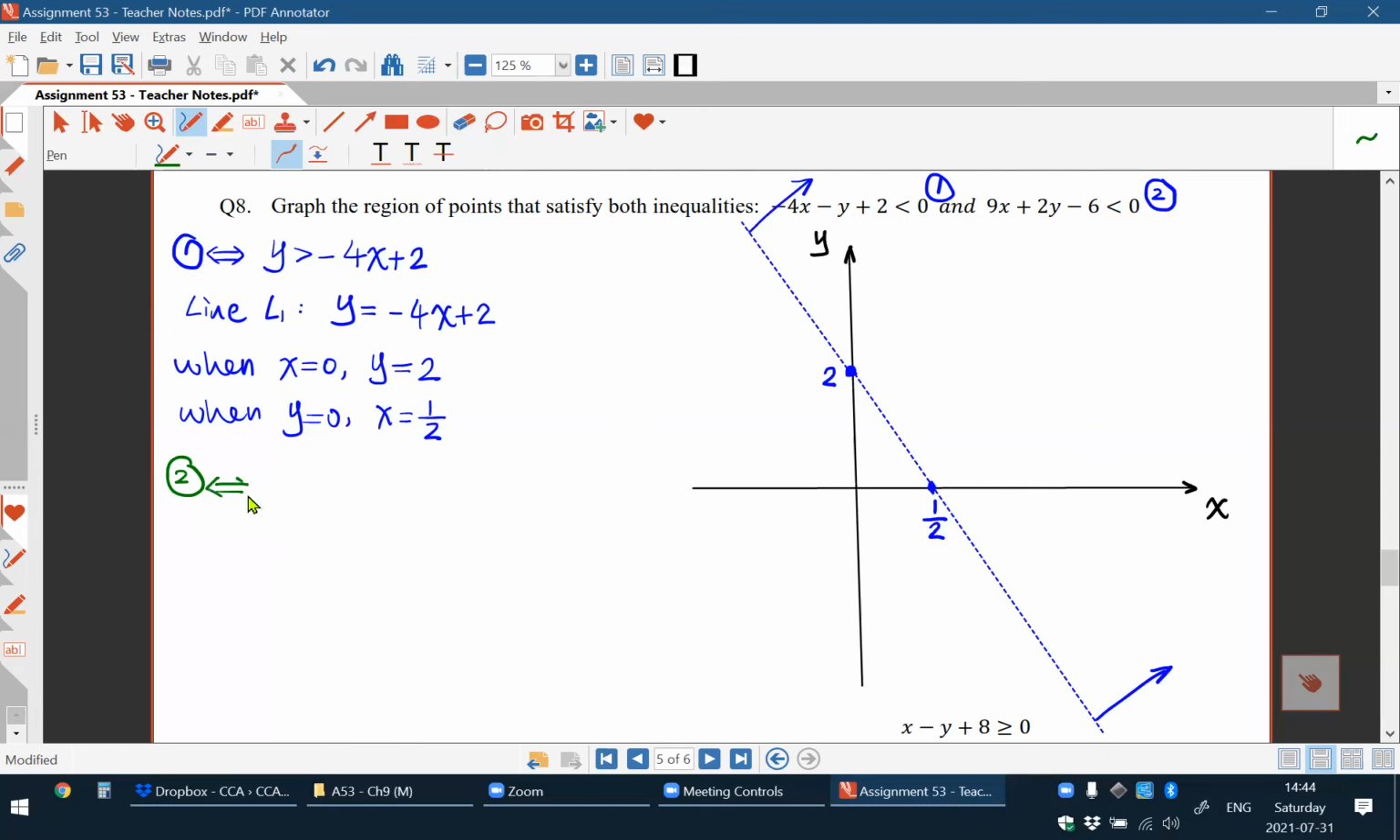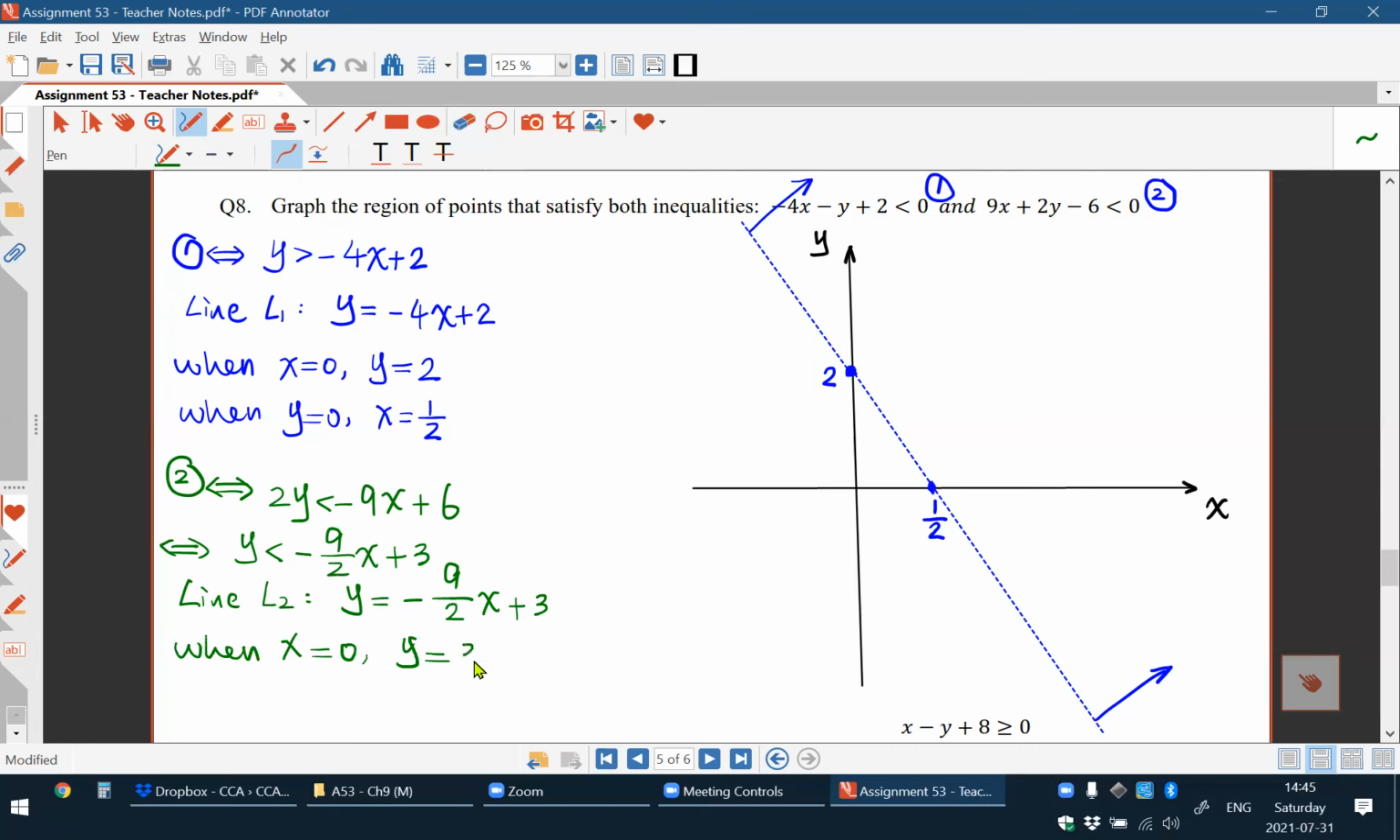Inequality number 2 is equivalent to 2y less than minus 9x plus 6, right? And this is equivalent to y less than minus 9 over 2 x plus 3. Okay, so our line 2, remember, you need to change the inequality symbol to an equality symbol, is y equals minus 9 over 2 x plus 3. This is our line 2, which is the boundary line of region 2. When x is 0, y is, of course, 3. And when y is 0, x equals 2 over 3. So it also passes through 2 points. The first point is (0, 3). So let's call this 3, right? Again, it is not necessarily to scale.